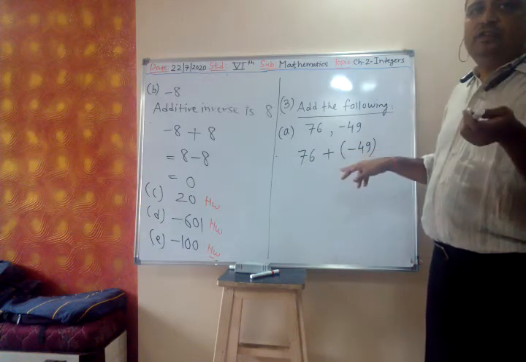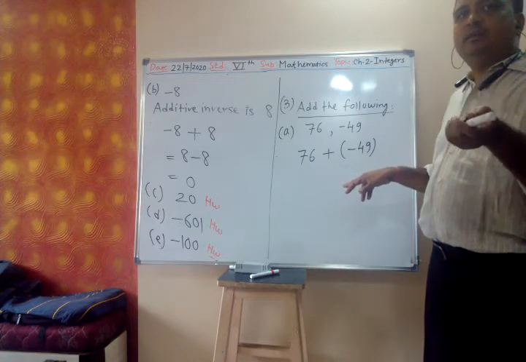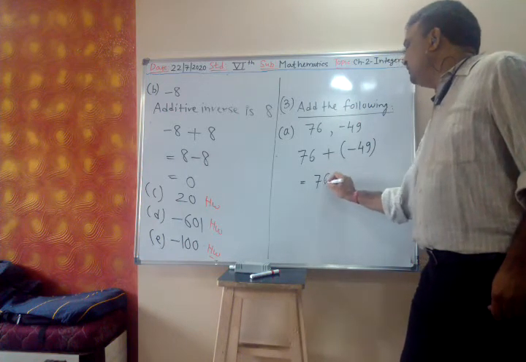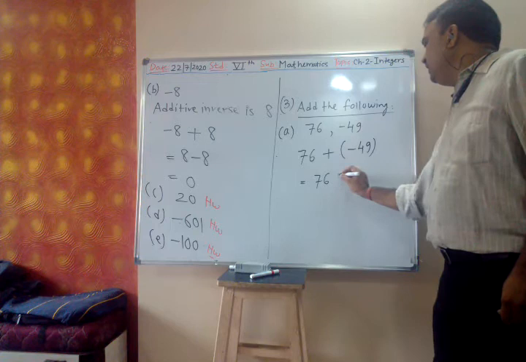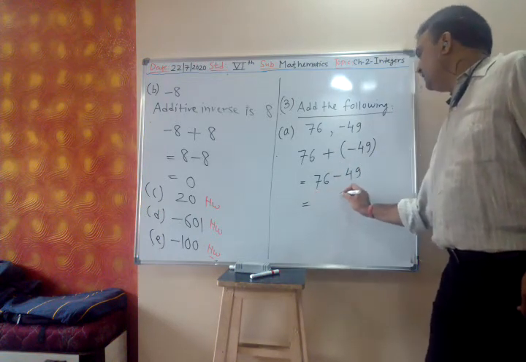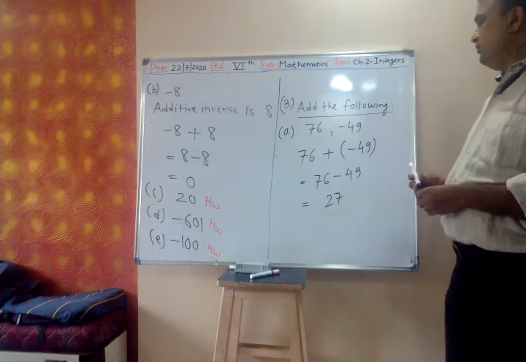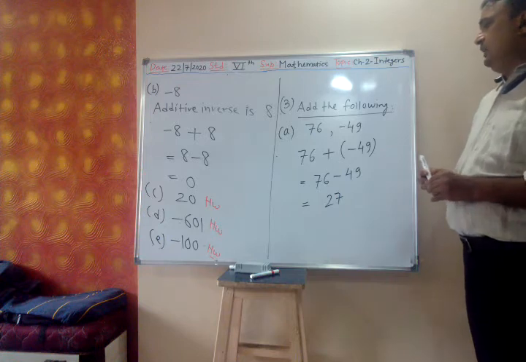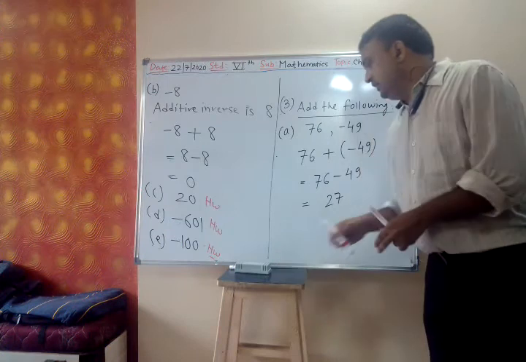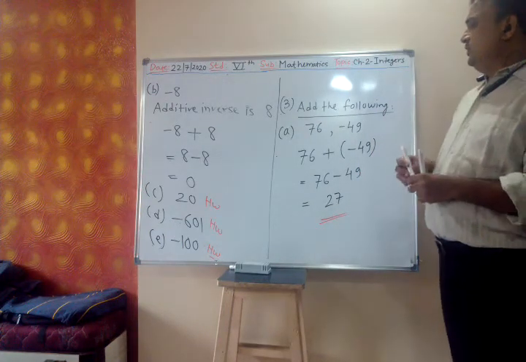So they have opposite sign. Whenever they have opposite sign, you have to subtract smaller number from bigger number. So bigger number is 76, smaller number is 49, you have to subtract. 76 minus 49 is 27. Answer is 27. Is it clear to all of you?